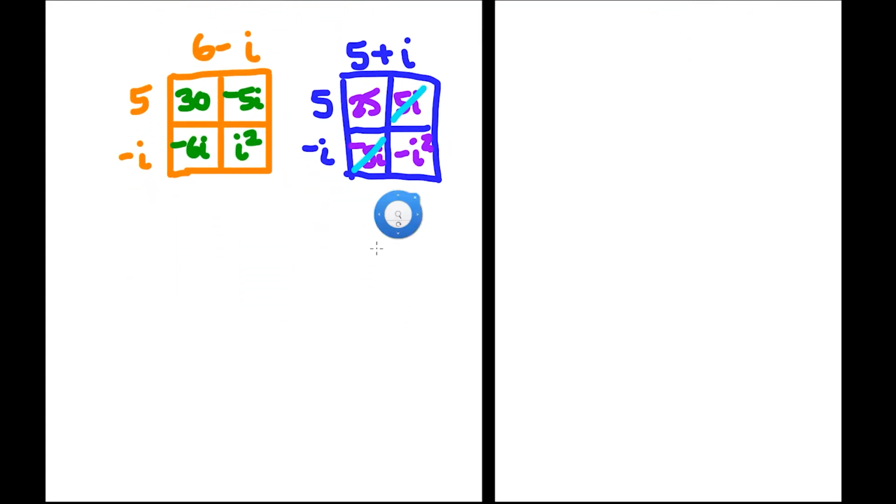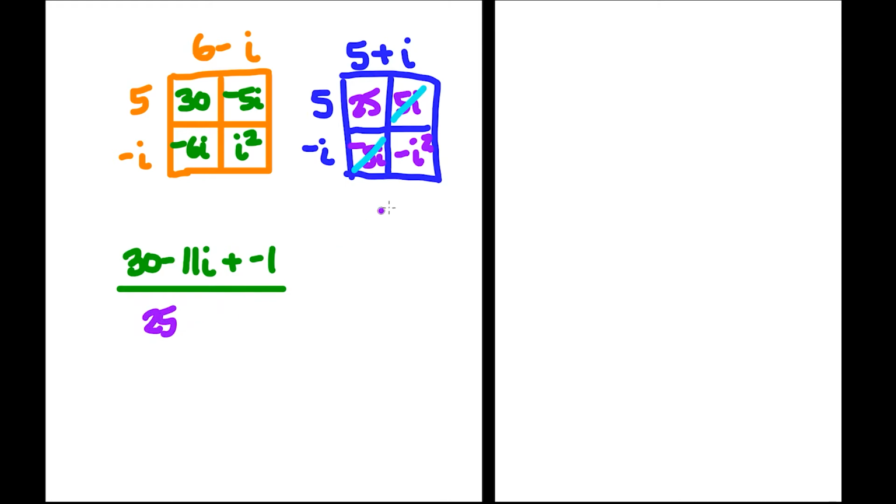So at the top, based on what we have here, I'm going to try to color code this too. So at the top, you should have 30 minus 11i, because I combined this and this, plus i squared, which is negative 1. And then we're going to divide all of this by 25 minus i squared, which is going to be plus 1. So it's minus negative 1, which is just a plus 1. And then you end up with 29 minus 11i all over 26.